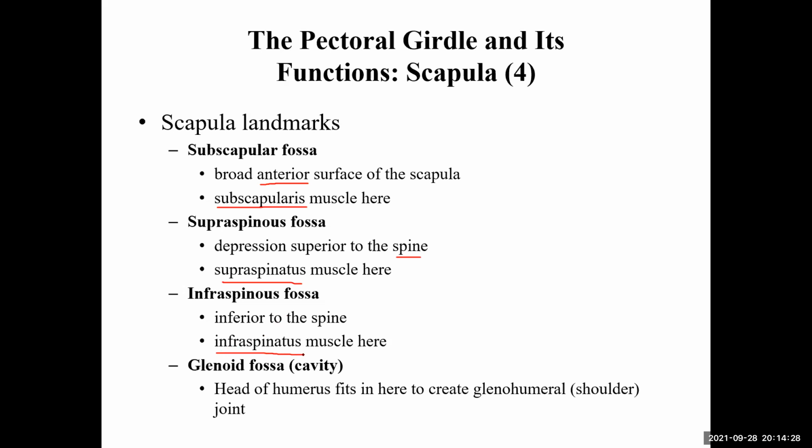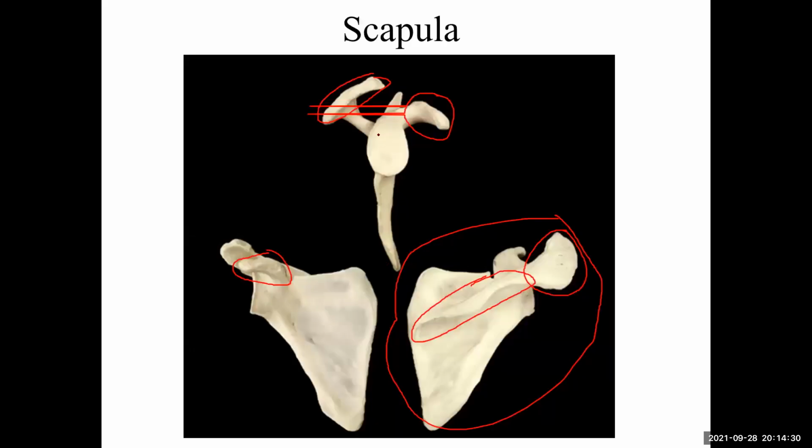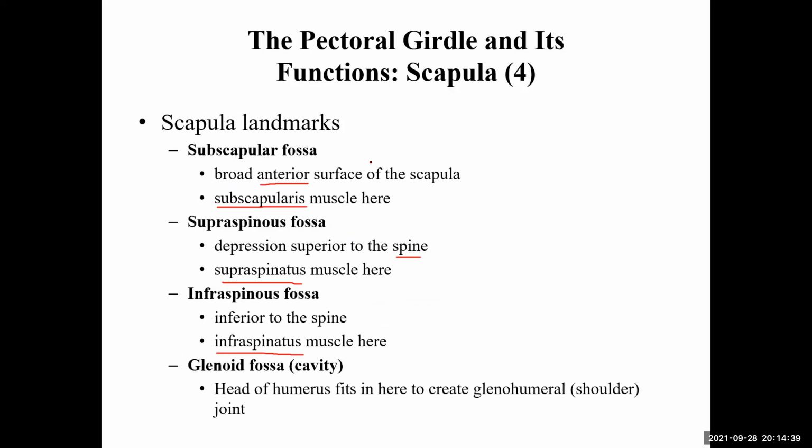Then we have the glenoid fossa or glenoid cavity. And this is that lateral structure here where I'm putting the X. That's the glenoid cavity or fossa. That articulates with your humerus to make your glenohumeral joint or your shoulder joint. Okay, the glenoid fossa.